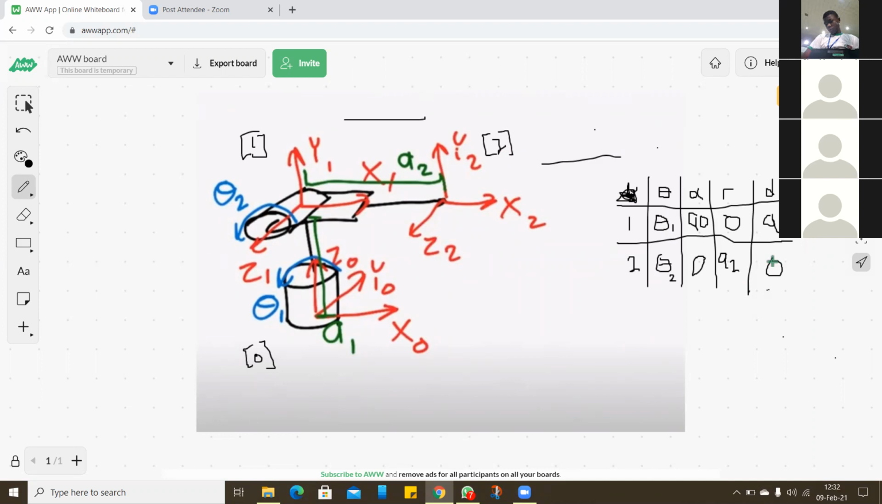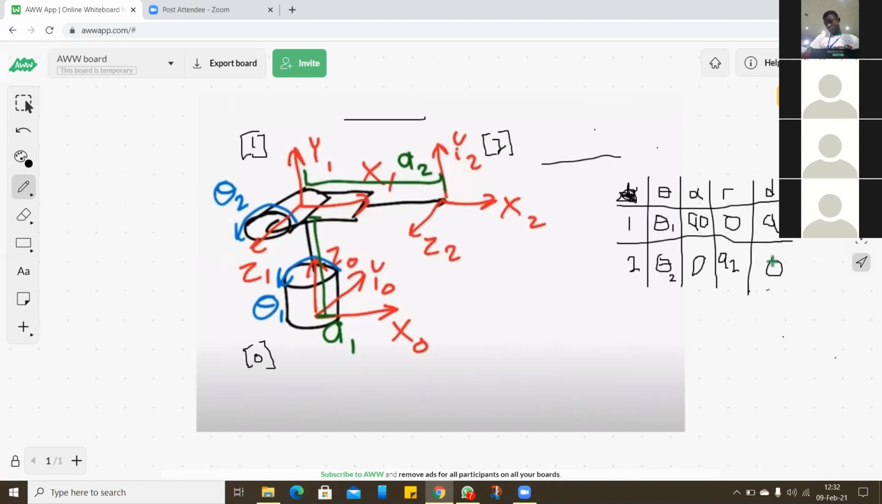So Samuel, we are done with Samuel. I want to confirm something. So for D, we are looking for displacement along the previous Z axis. Then for R, we are looking for displacement along the previous X, the next X, which is the current X.